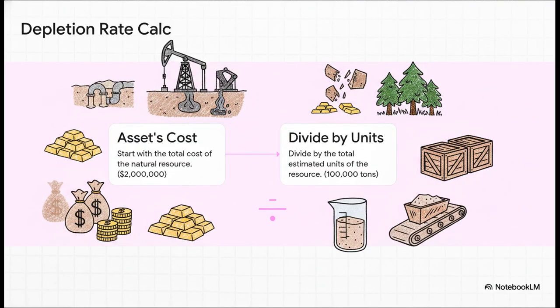Now, what's really great here is how simple and intuitive the underlying logic is. We need to find a cost per unit, which, in this context, we call the depletion rate. The calculation is a really straightforward two-step process. You just take the total capitalized cost of the natural resource and you divide it by the total estimated units you expect to get out of it. It's just a simple ratio, but it is incredibly powerful.